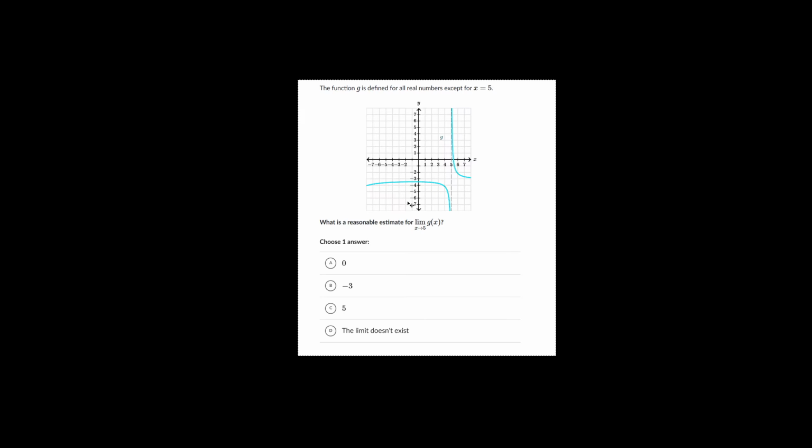Now we have this one. g is defined for all real numbers except for x equals 5, but that doesn't matter. A limit can still exist if it isn't defined at a point. What is a reasonable limit as x approaches 5 of g of x? Well, we can see over here, it goes to positive infinity. It's unbounded, and it's unbounded here too, and it goes to negative infinity. Not only is it unbounded, but it's approaching two different values. So the limit doesn't exist.